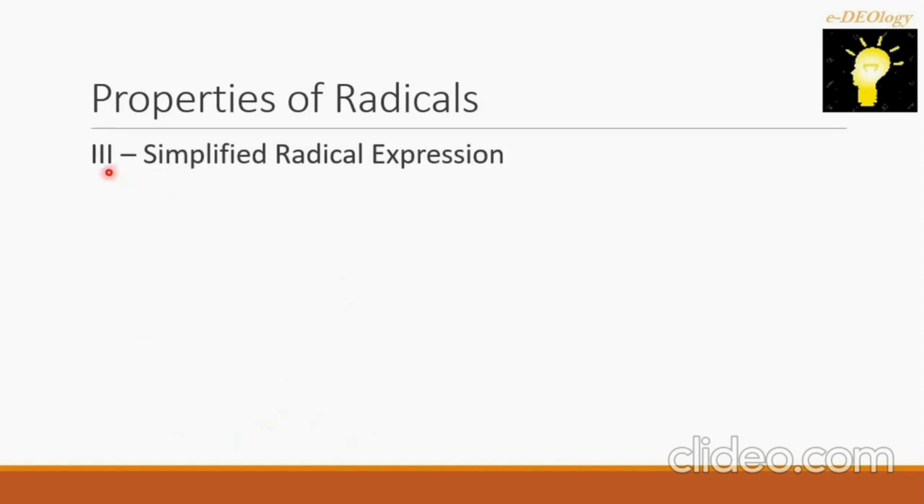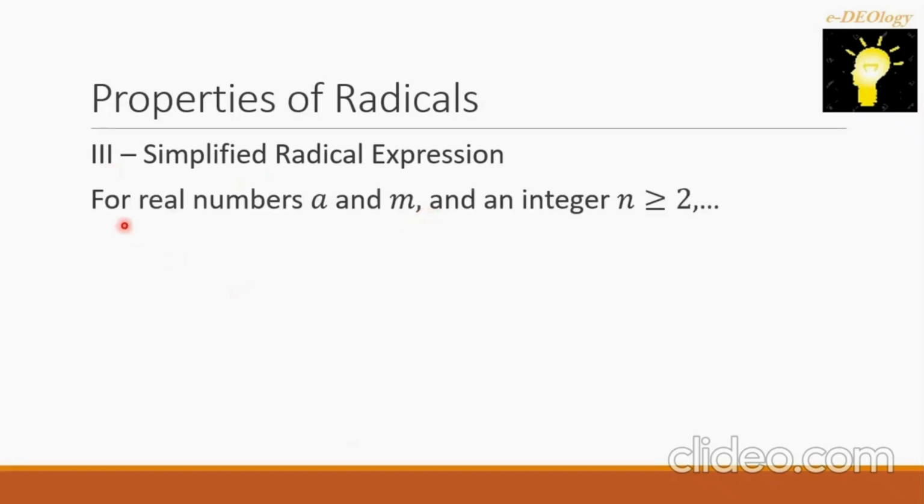Let's have the property number 3, simplified radical expression. For real numbers a and m and an integer n greater than or equal to 2. So take note, our a will be used as the radicand, the m will be used as a factor of this a, and the n is the index.